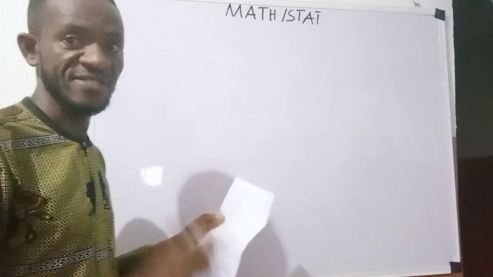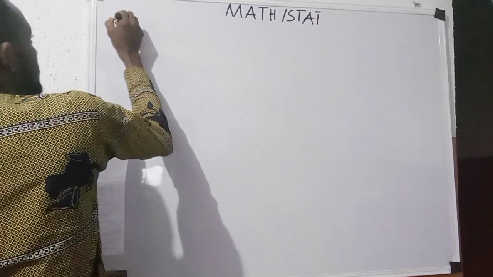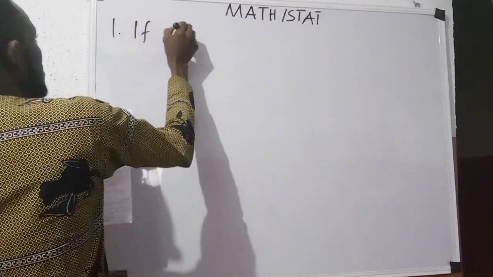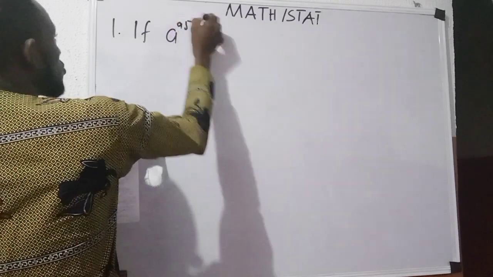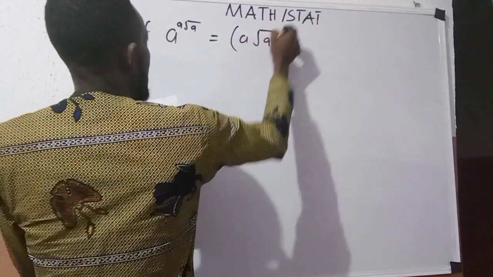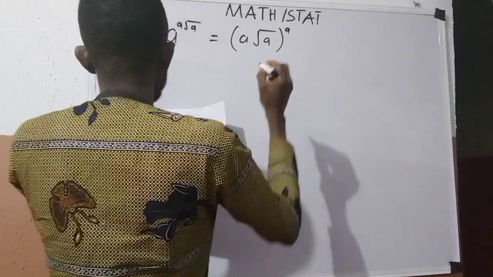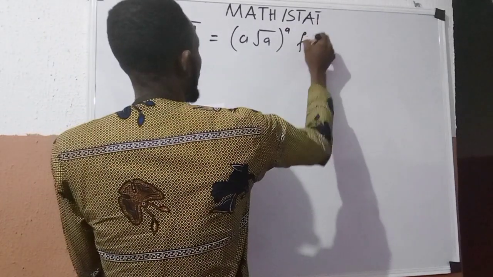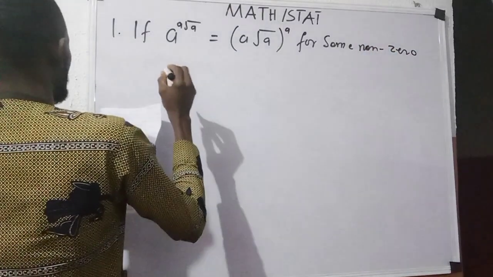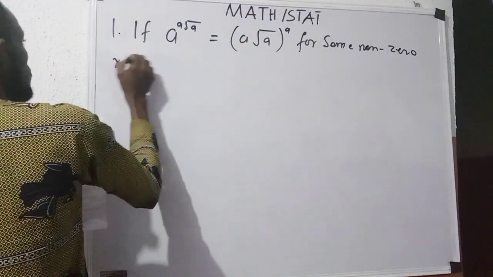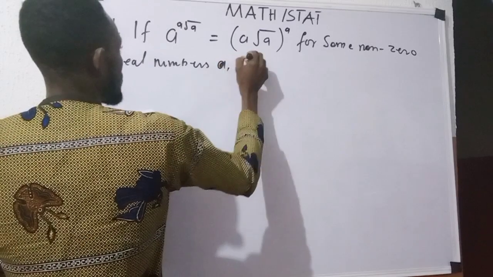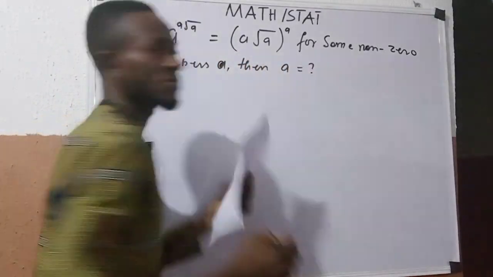The first question, question number one, says: if a raised to power a square root of a equals square root of a all raised to power a, for some non-zero real numbers a, then a equals what? That is the question.